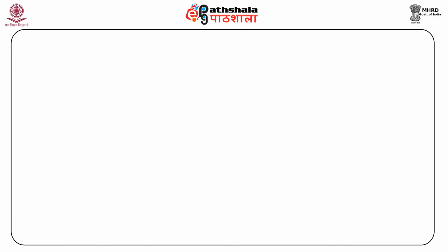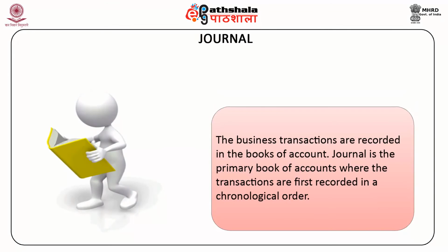Now next, we will talk about the journal. The business transactions are recorded in the books of account. Journal is the primary book of accounts, where the transactions are first recorded in chronological order. They are recorded from the accounting vouchers, which are in turn prepared from source documents like cash memos, invoices, purchase bills, etc.